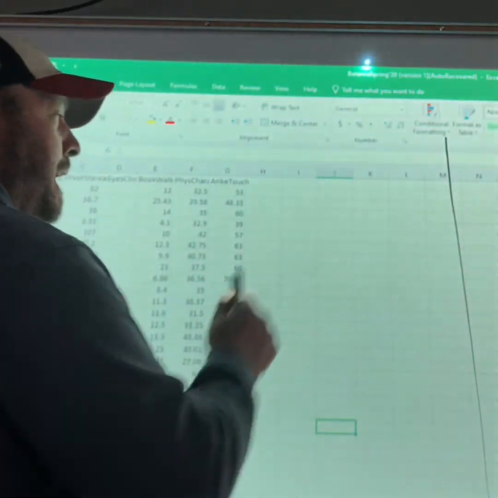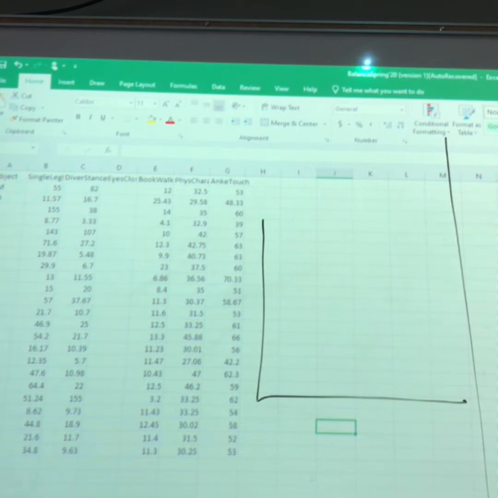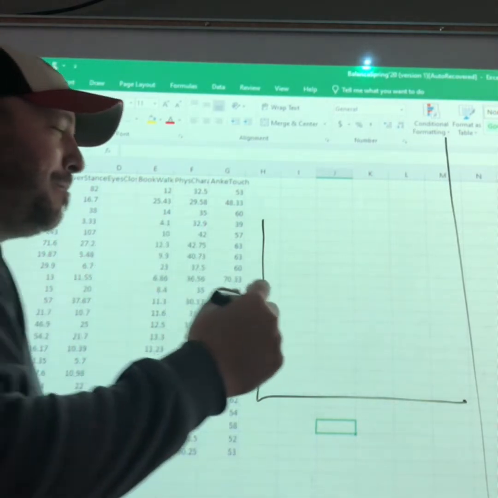So if we make this graph, we'll give this a little bit of time. I know the lighting in here takes a second to adjust, and I'm going to try to talk loud enough that the microphone picks me up.